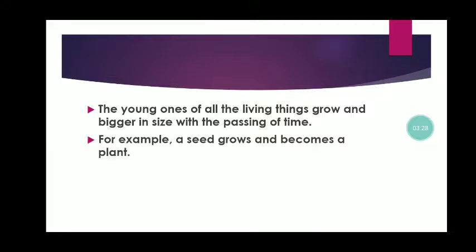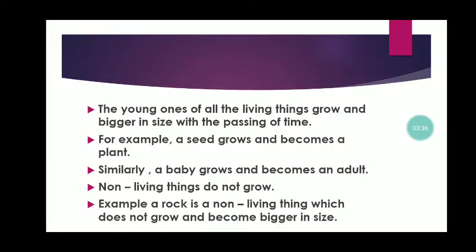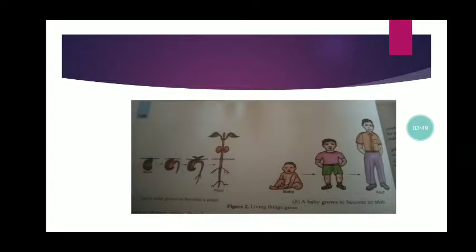For example, a seed grows and becomes a plant. Similarly, a baby grows and becomes an adult. Non-living things do not grow. For example, a rock is a non-living thing which does not grow and does not become bigger in size. So these are the characteristics by which we can differentiate between living things and non-living things.